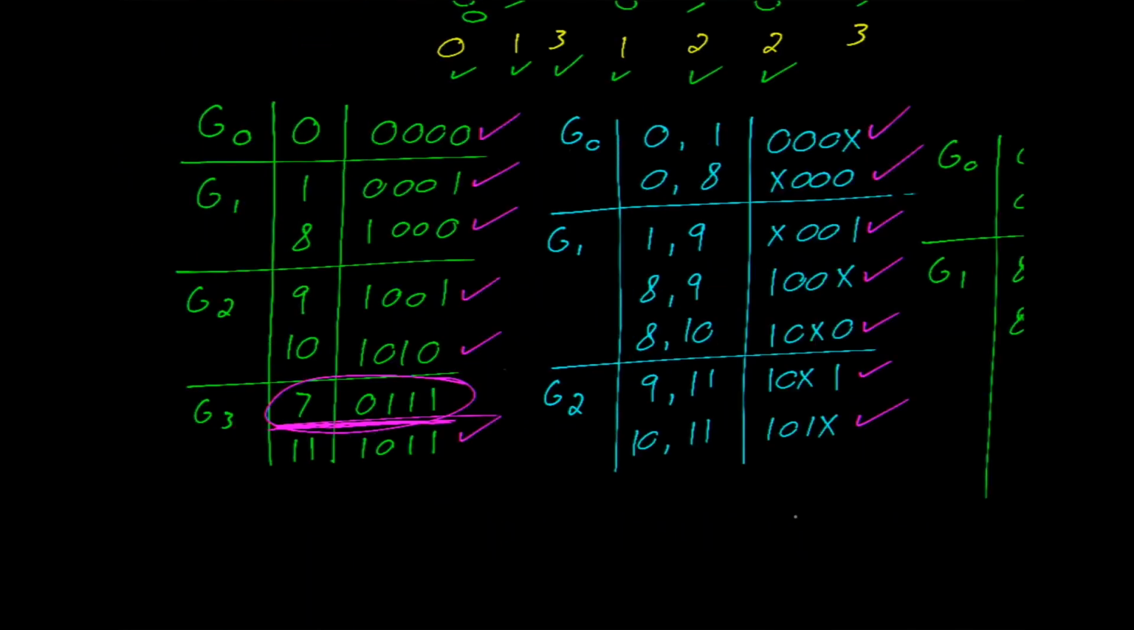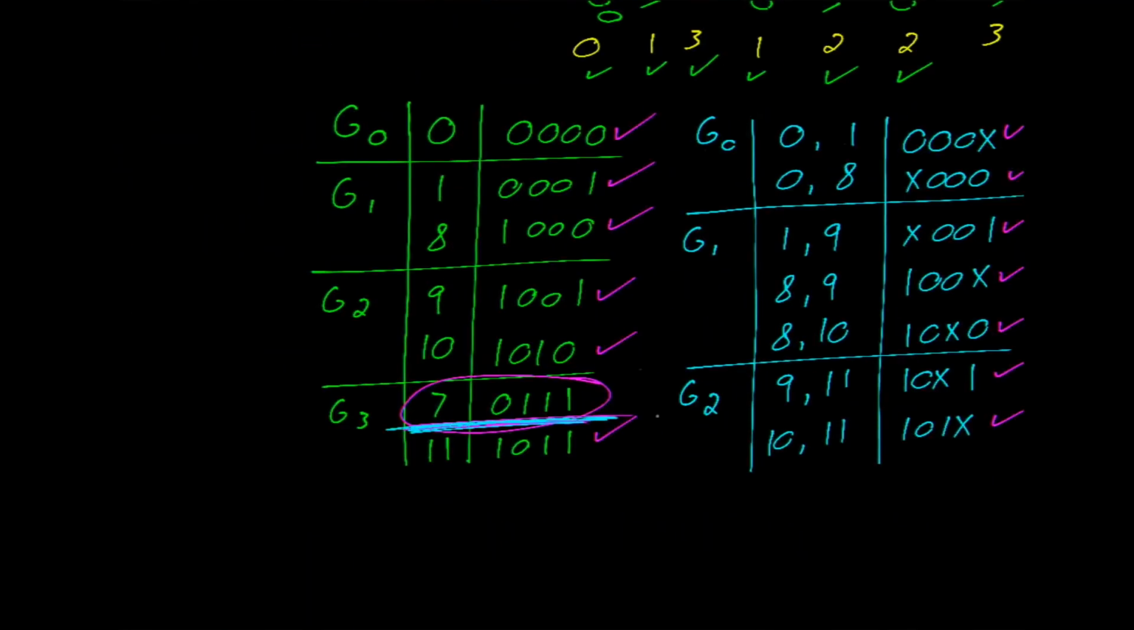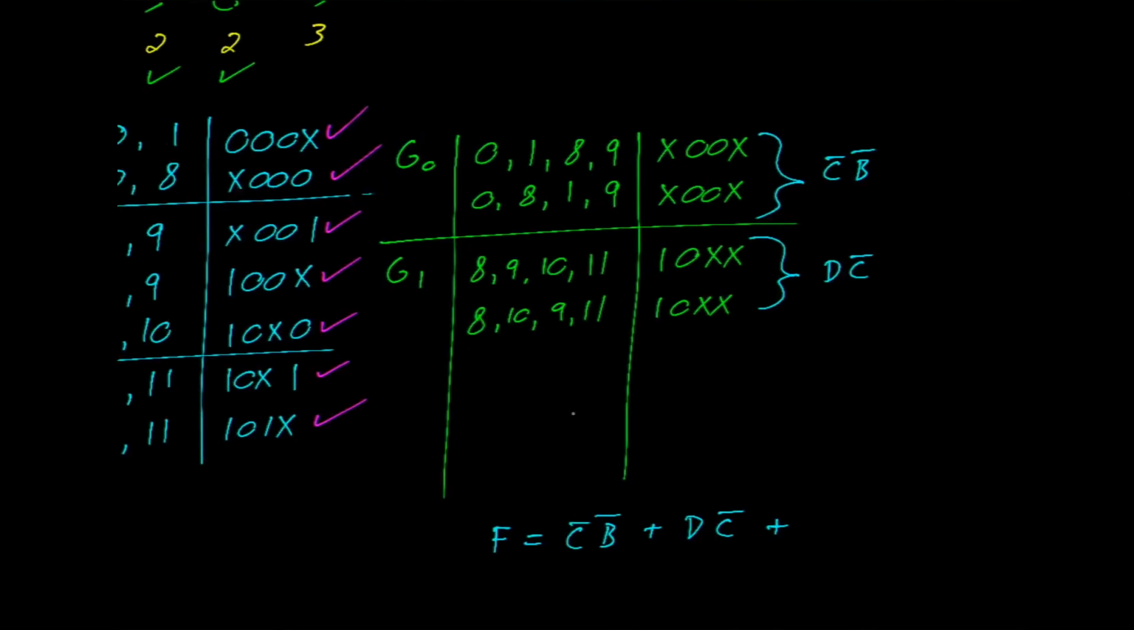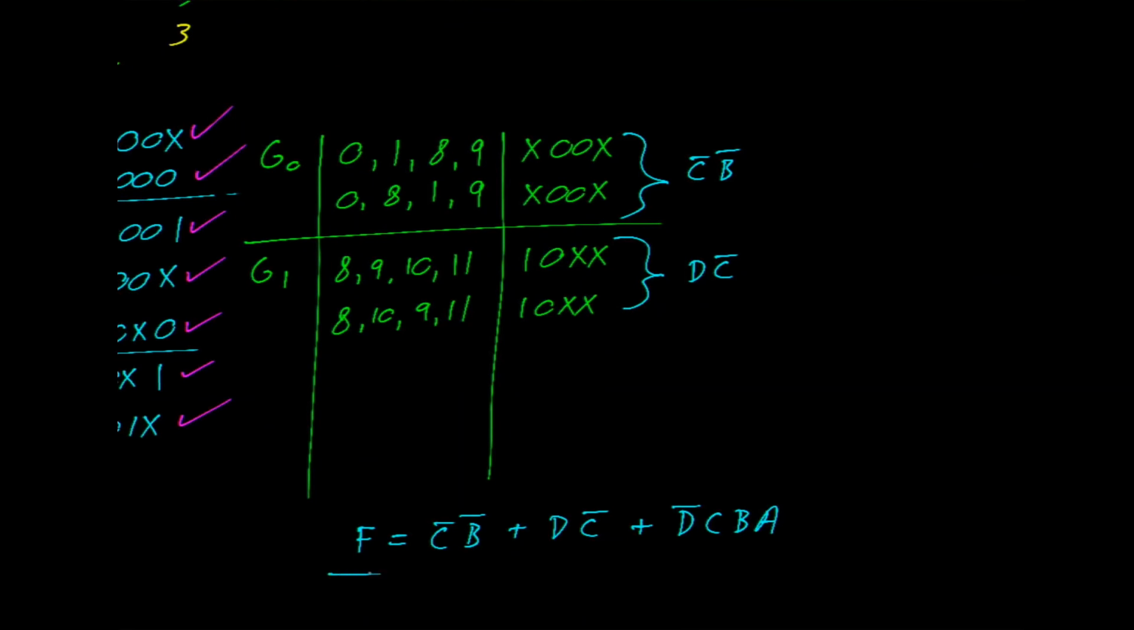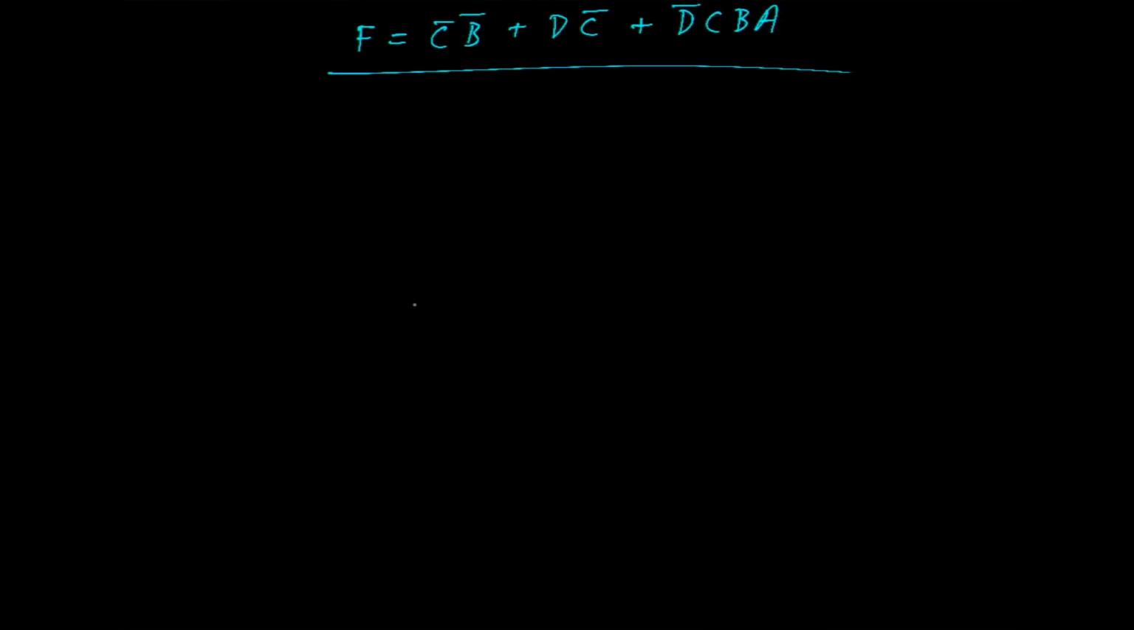Be careful. Let's not forget this. So minterm 7 is D0 CBA. And there you have it. That is the optimized equation. Just to make sure, let's go ahead and put this into a K-map.